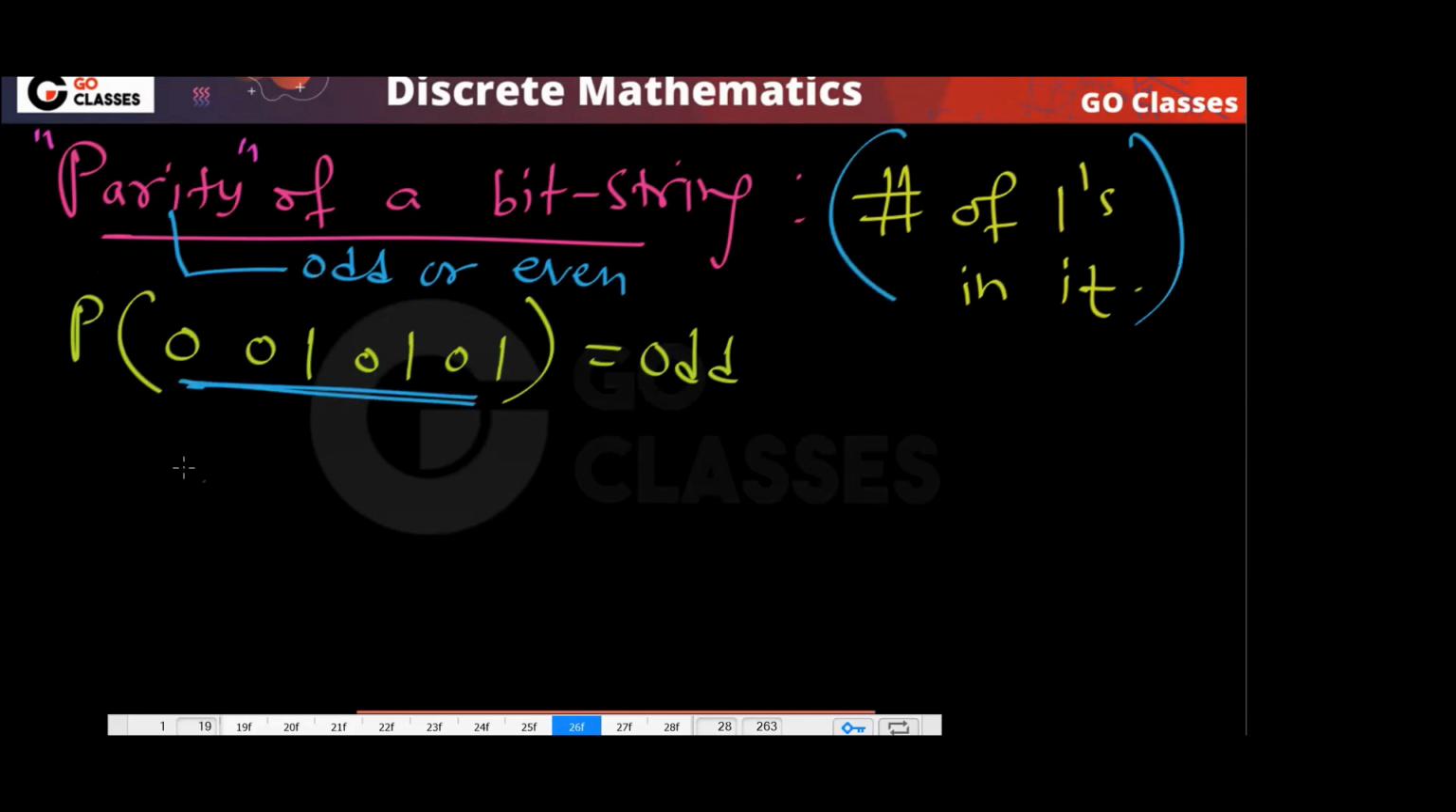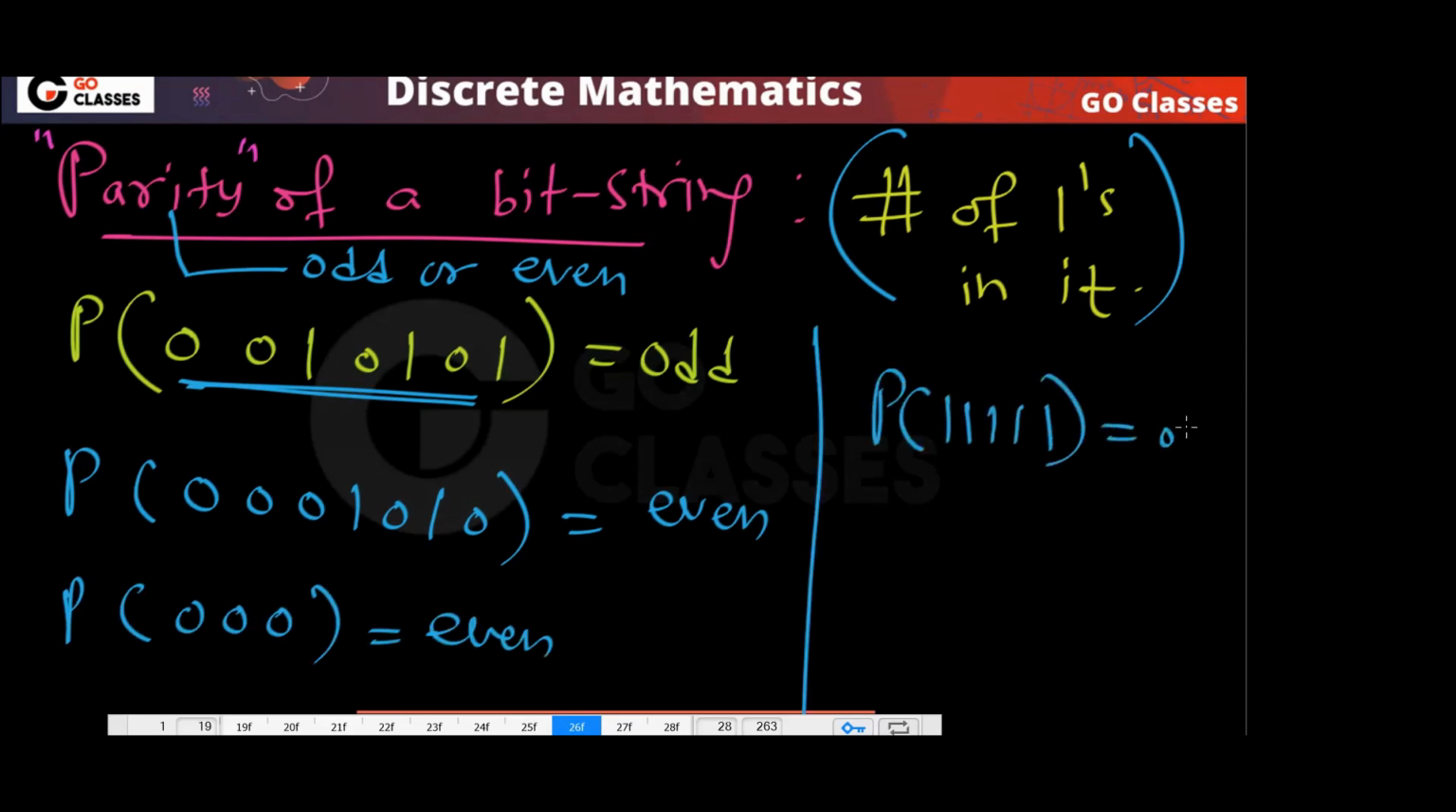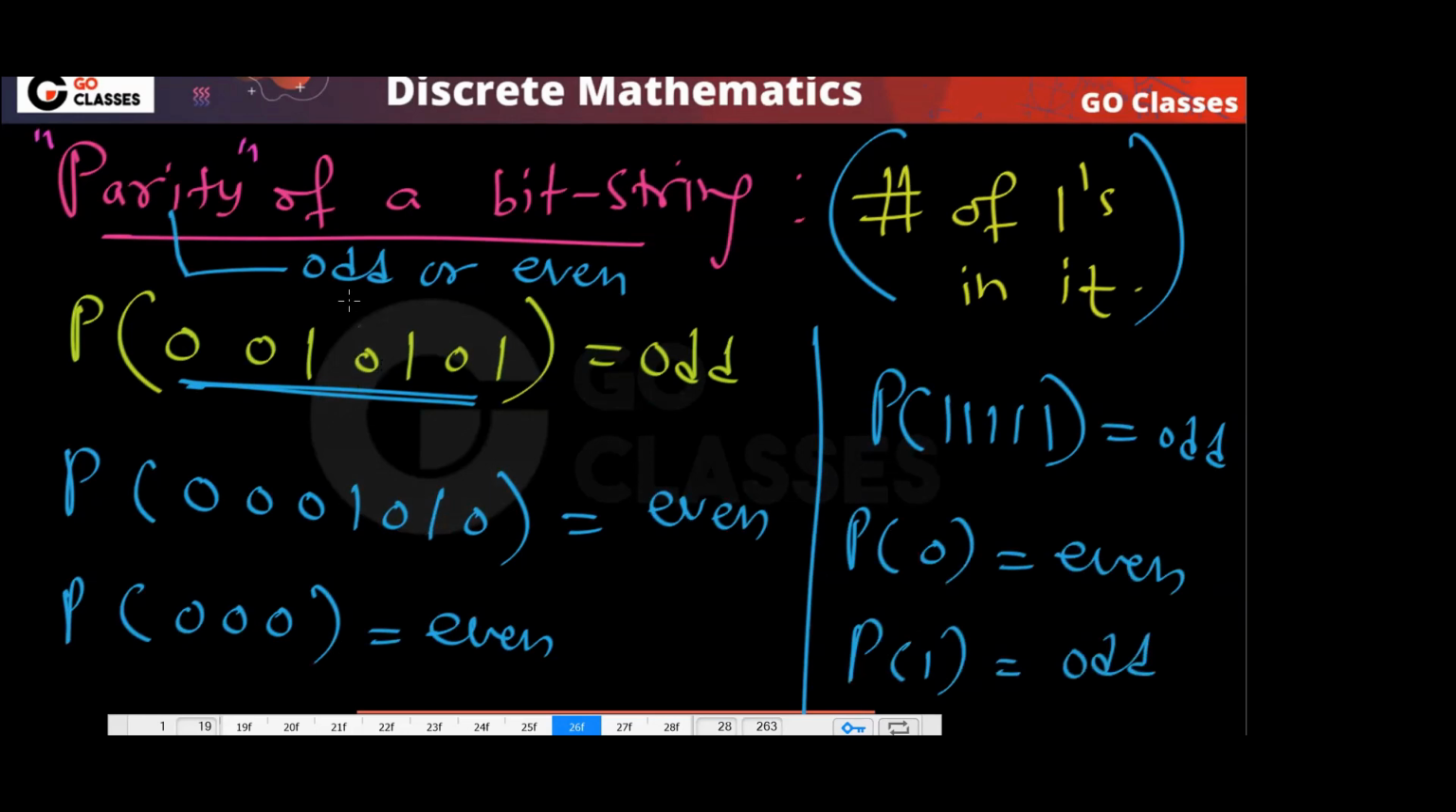So this string has parity odd. What is the parity of this string? This string has parity even, since the number of ones is even. This one, the number of ones is odd. This one, even. This one, odd. So parity is odd or even. Is this clear? Very simple. Either it will be odd or it will be even.